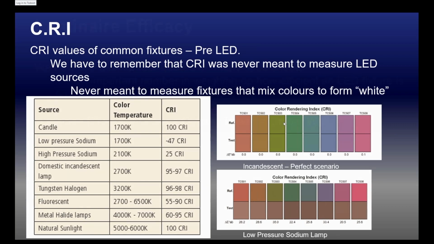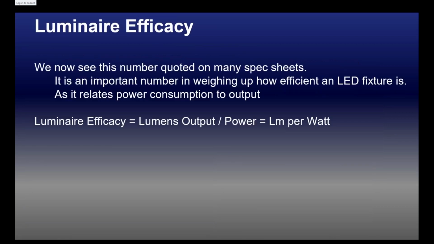The other number we look at in LED, and this doesn't relate so much to additive subtracting, relates to my next point, which is color efficiency, the way how efficient a fixture is at producing color. And this leads me into additive subtracting, but in order to get that, we need to have a little chat about efficacy. Efficacy is a number that we see quoted on a lot of spec sheets, and it's important in weighing up how efficient an LED fixture is, because it relates power consumption to output. Essentially, the efficacy of a luminaire is its lumens output, so how much light it outputs, divided by its power, and you get a lumen per watt. So you end up with a lumen per watt rating that you can put against fixtures.